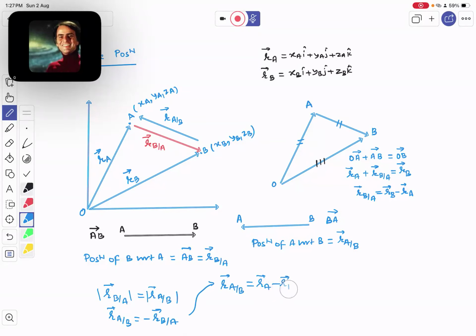I hope this thing is clear to all of you now. If I replace RA with this and RB with this, I can write it down like this also: (XA minus XB) i cap plus (YA minus YB) j cap and (ZA minus ZB) k cap. I hope these things are clear to everyone, no?